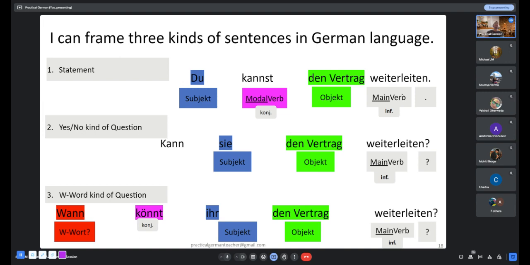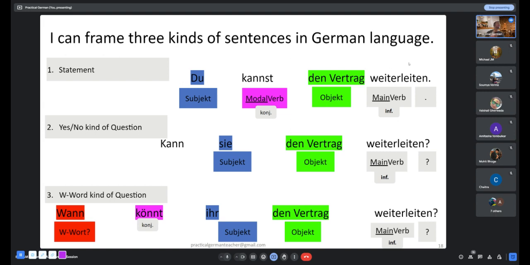If there are no questions, then please understand all these sentences are in present tense. Now, if you want to say a sentence in past tense and you are using a modal verb, all you have to do is write the modal verb's conjugation in Präteritum. So instead of du kannst, you say du konntest. That's it, nothing else. So du konntest den Vertrag weiterleiten, and the statement becomes past tense. That is one more benefit of using a modal verb.